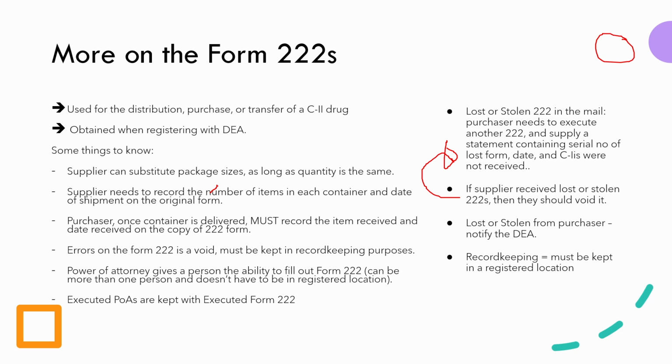Okay, and this is another case: if there is a loss or theft from the purchaser, meaning this doesn't happen in the mail, say some people in the pharmacy have lost the form, then you should notify the DEA so you can get new Form 222s. When it comes to record keeping, it must be kept in a registered location, as I discussed earlier.